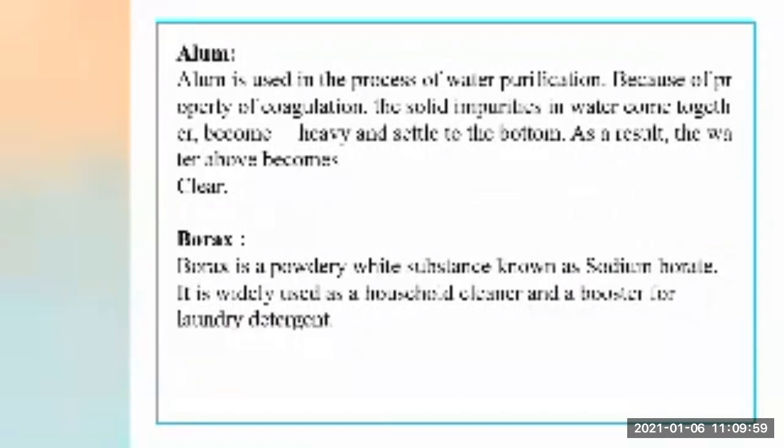What do I mean by coagulation? Because of the property of coagulation, the solid impurities in the water come together, become heavy and settle to the bottom. As a result, the water above becomes clear. Now see, alum is used for the water purification process, and it is due to the property of coagulation, right? When we put some alum in water, the solid impurities present in the water become heavy and settle down at the bottom, and the water above becomes clear and ready to use.